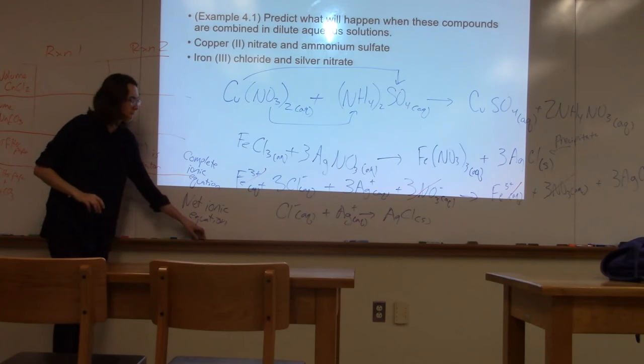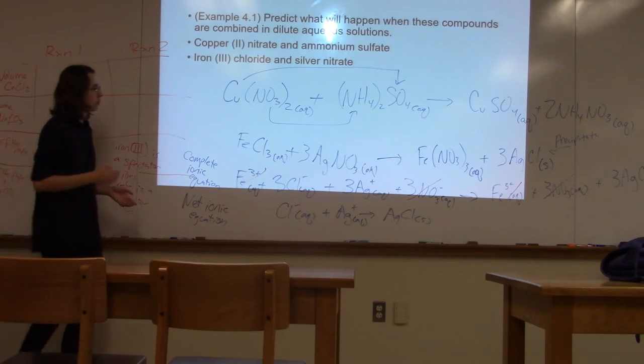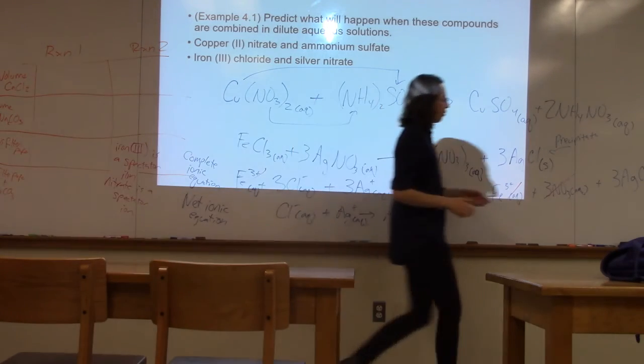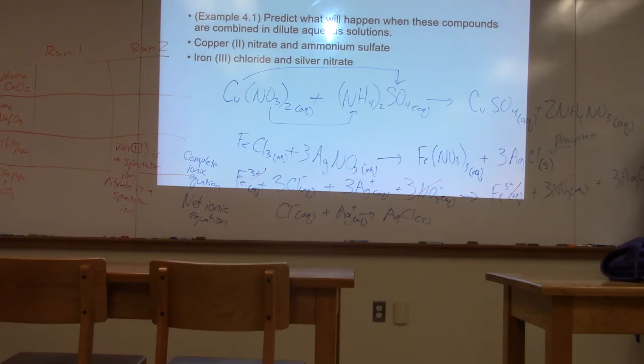All right. Golden. What if you have an all aqueous product? Can you write a net ionic equation? You cannot, because nothing happened. There was no reaction. So in this case, there is no net equation. There was no reaction. Nothing happened.